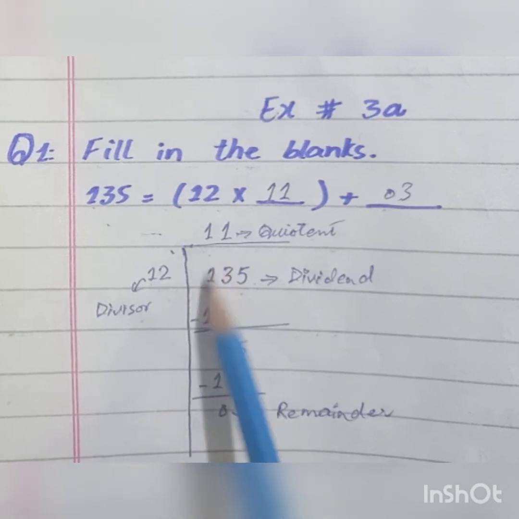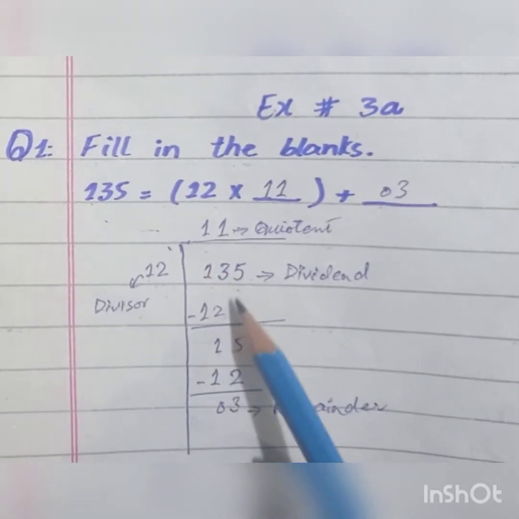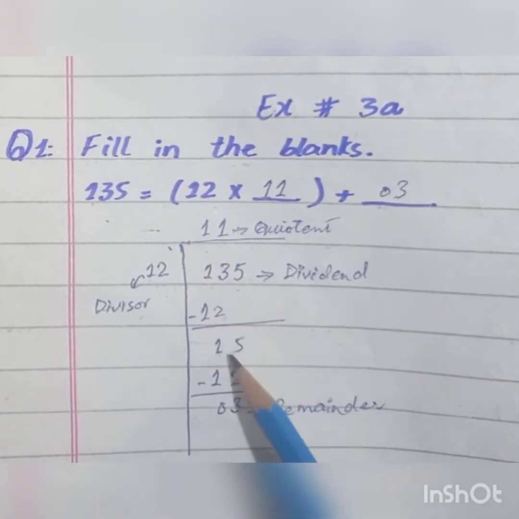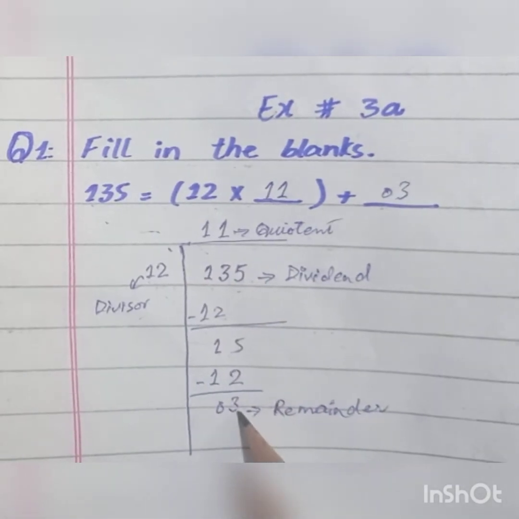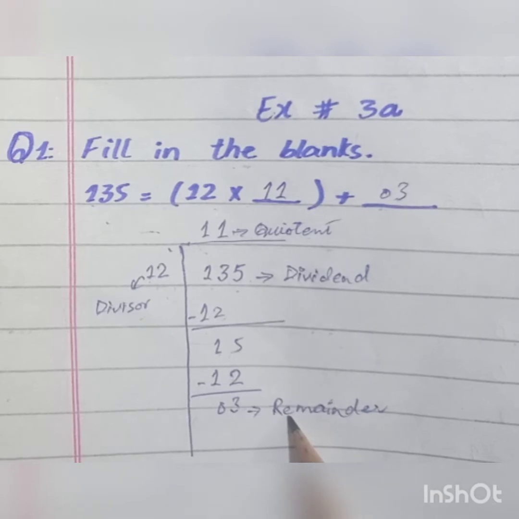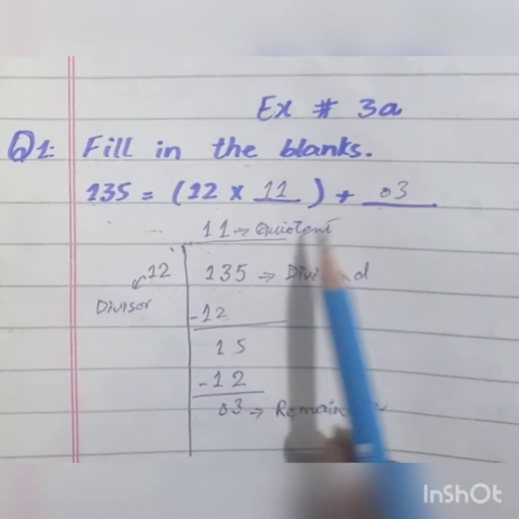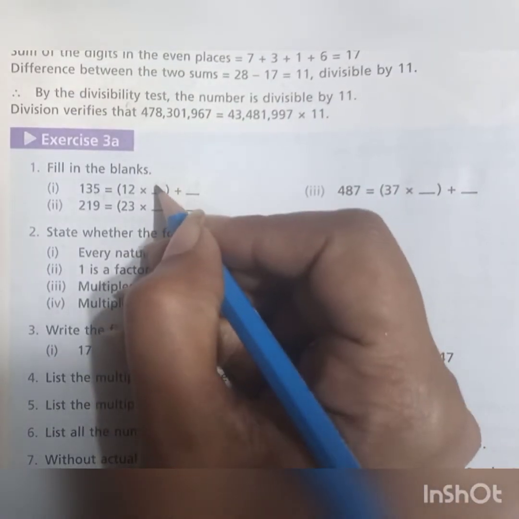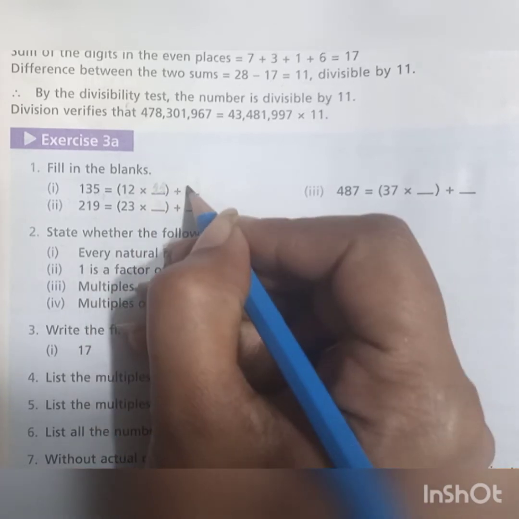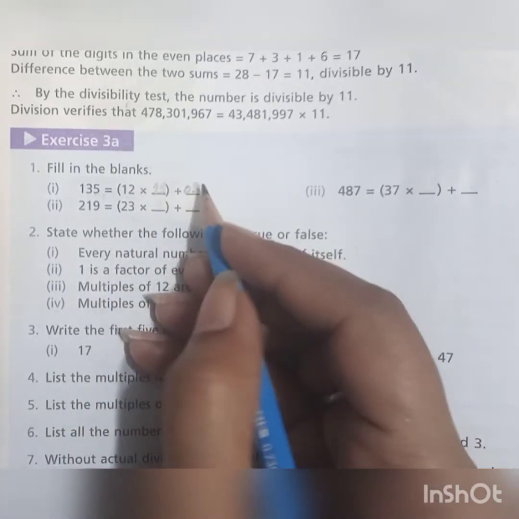By solving, 12 ones are 12 and now subtract 12 from 13. The answer is 1 and 5 is as it is. Now 12 ones are 12 and by subtracting, the answer is 3. We can see here that 3 is the remainder and 11 is the quotient. Now I am writing here 11 is the quotient and 3 is the remainder.